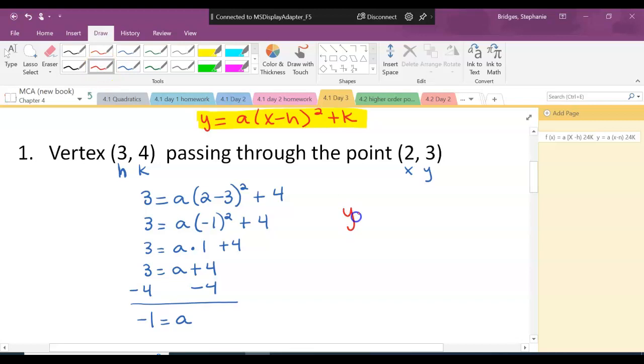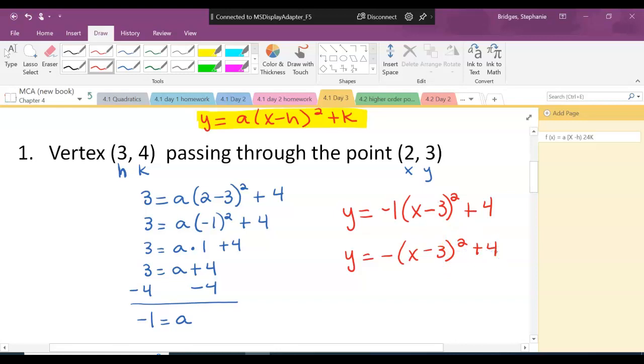We're going to keep it y equals, what did we say a was? Negative 1. So we can put a negative 1 or you can just put a negative, either way. Then we're going to put our variable back in, x. What was our h value? 3. Squared. And then plus, what was our k value? 4. So you could also write it like this. You don't have to put the 1 there. You could just put a negative out front.